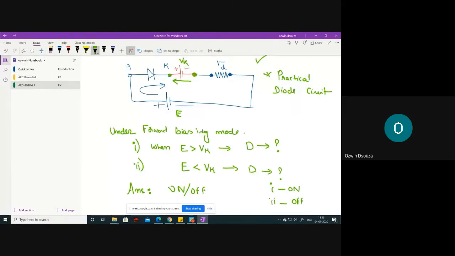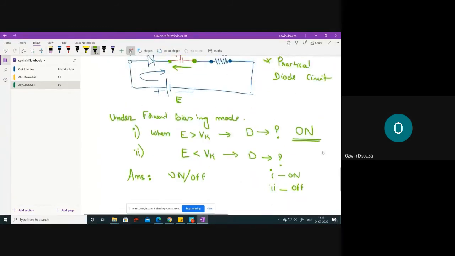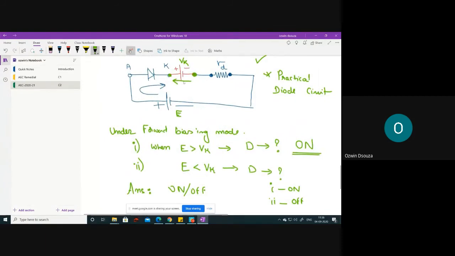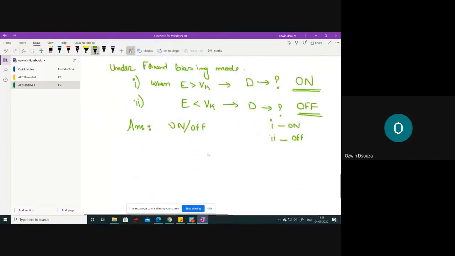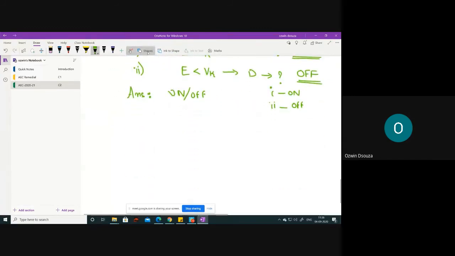Now, when external potential is greater than the barrier potential, diode will be on. On the other hand, when your external potential is less than the barrier potential, diode is off. So I think most of you have got this answer. When your external potential is greater than the barrier potential, we say diode is on, and vice versa, we say diode is off.